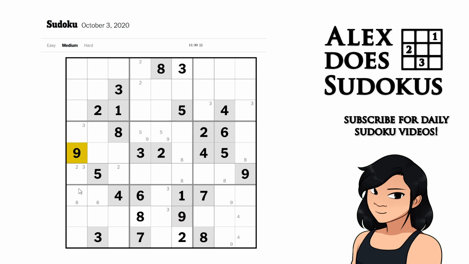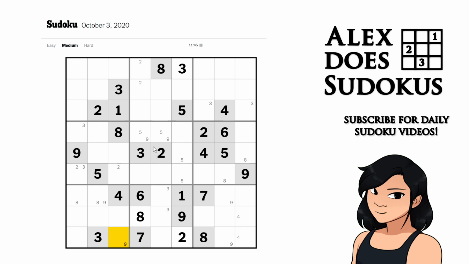What about over here? Well, these 2 9s overlap, ruling out these cells, so we've only got 2 candidates left, and we're going to pencil mark them in. And let's see, do we have anything else? No, that's all we can do with the 9s.